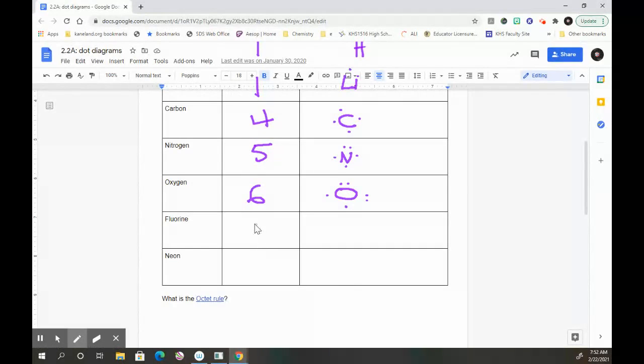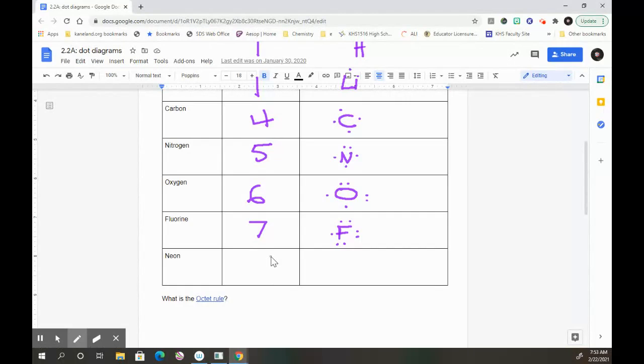Next up is fluorine. Fluorine is in group 7a, which means it has 7 valence electrons. So draw your F, the symbol for fluorine. Draw 1 on each side. That's 4. We need to get to 7. So draw a second one on top, on the right side, and then on the bottom. And that's the diagram for fluorine.